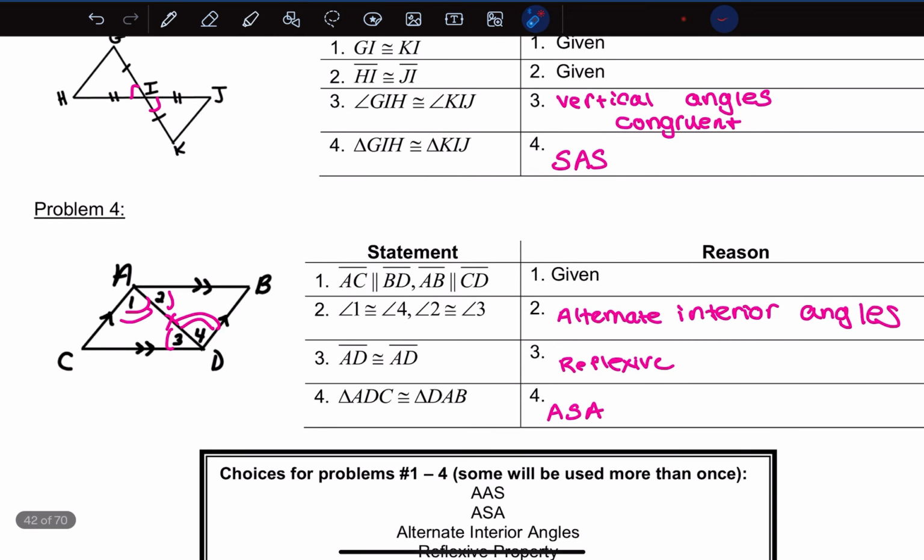Now we have two pairs of parallel lines, so you're going to use alternate interior angles on two sets. So angles 1 and 4 are alternate interiors, as well as 2 and 3. So I have angles all over here, right? So I can say angle, side by reflexive.